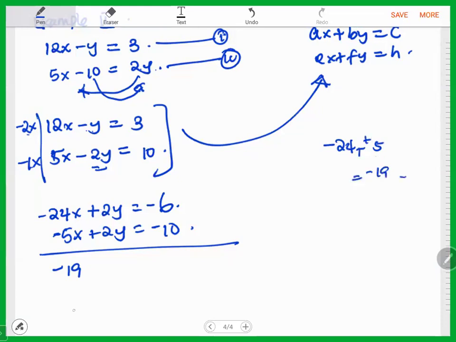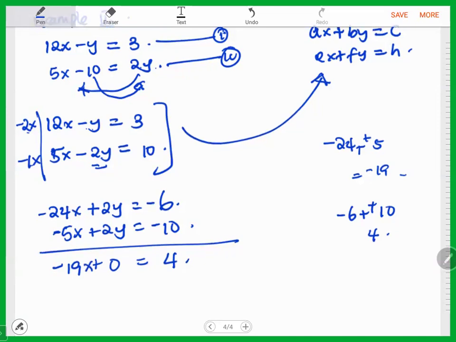So -19x is that, and therefore 2y minus 2y gives me 0. This is equal to -6 minus -10. This becomes a positive, and therefore this is going to give me a positive 4. This is equal to 4. That is equal to 4. This is -19x.